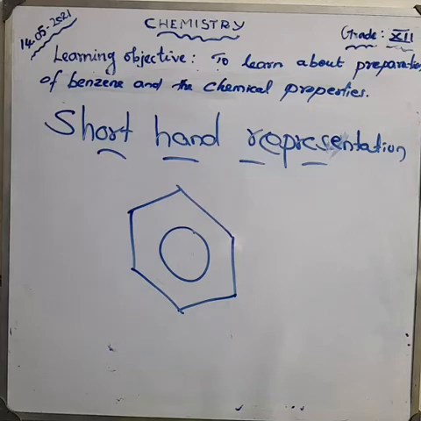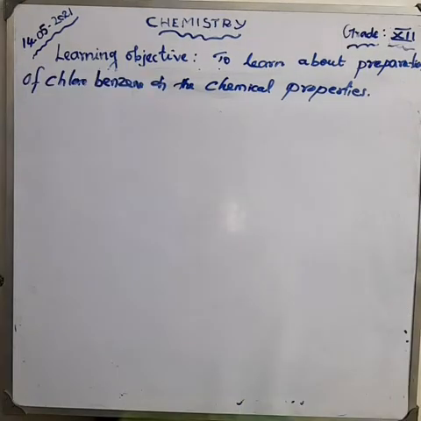So I told you that we represent benzene in three forms. One is the expanded form. The second one is the Kekule form. The third one is the shorthand representation. So three forms we should learn thoroughly.